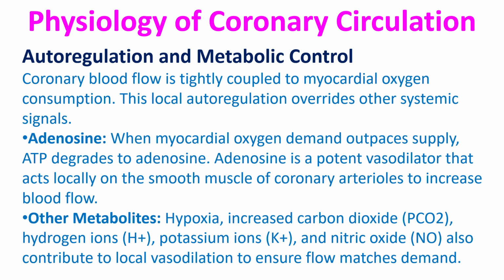Coronary blood flow is tightly coupled to myocardial oxygen consumption. This local autoregulation overrides other systemic signals. Adenosine. When myocardial oxygen demand outpaces supply, ATP degrades to adenosine. Adenosine is a potent vasodilator that acts locally on the smooth muscle of coronary arterioles to increase blood flow.